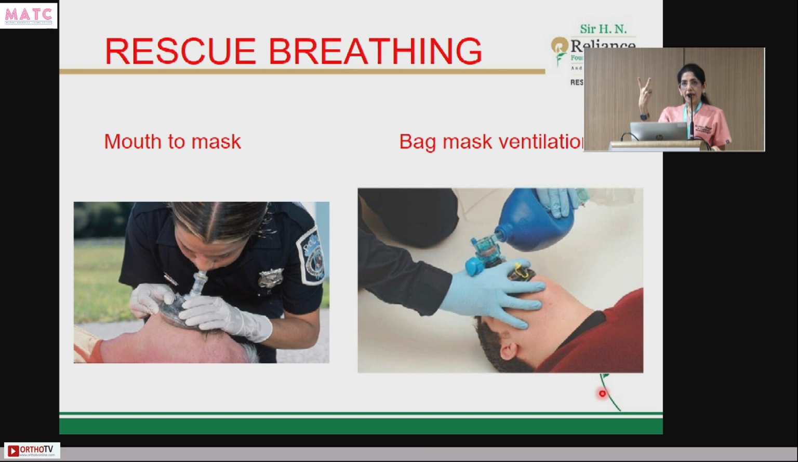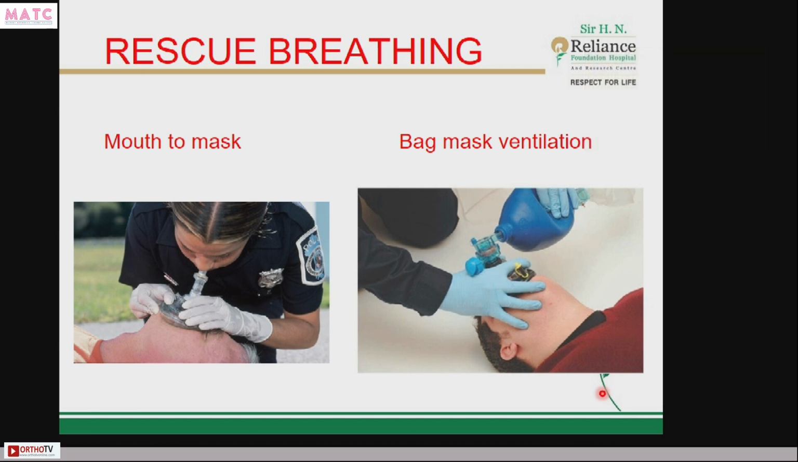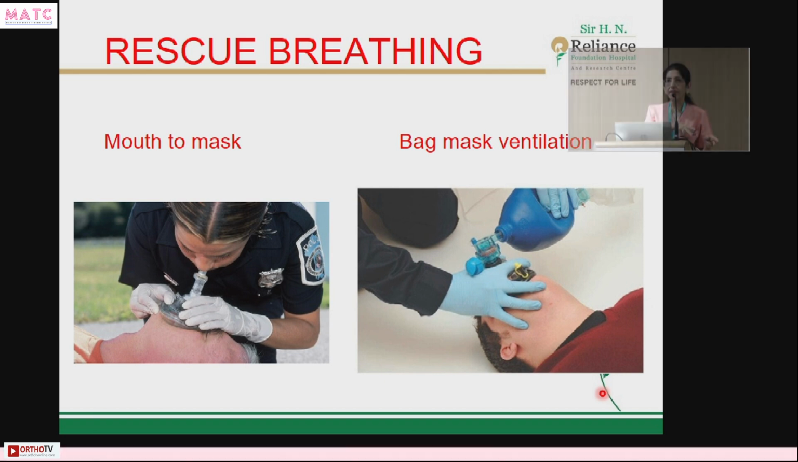But if there are 2 rescuers, now you've already called for the help. Now if the second rescuer has arrived there, then maybe that person can stand on the head end and give the ventilation. In that case, you can give the ventilation with an ambu bag. But if you are a single rescuer, give the compression. After 30 compressions, you give the 2 ventilations from the same side without going to the head end of the patient, with a pocket mask, or you can give mouth to mouth breathing. The ambu bag is to be used in case of 2 rescuers.